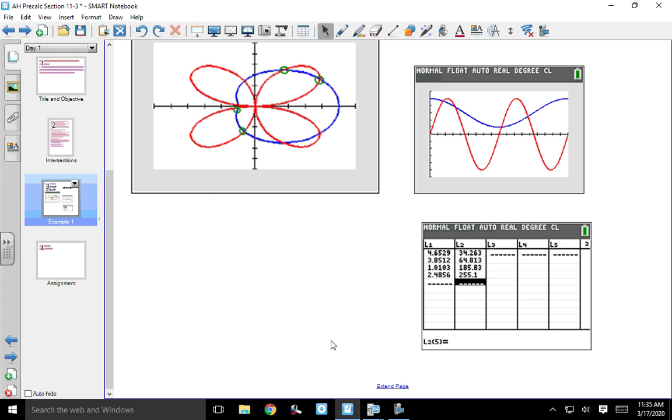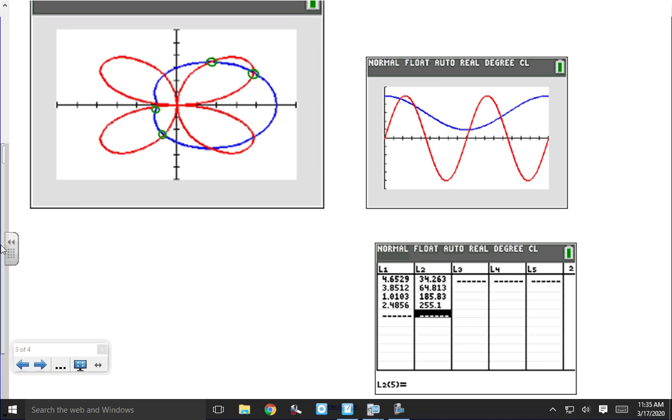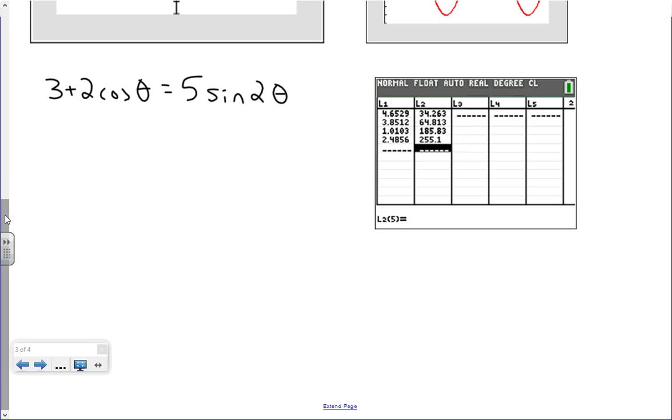I'm going to first write down the equation that I'm actually solving here, which is what you should do as well. I'm taking these two equations and setting them equal to each other. The first equation was 3 plus 2 cosine of theta, and you're setting that equal to the second equation, which was 5 times the sine of 2 theta. And then we solved to find the 4 solutions we end up with in the interval from 0 to 360.